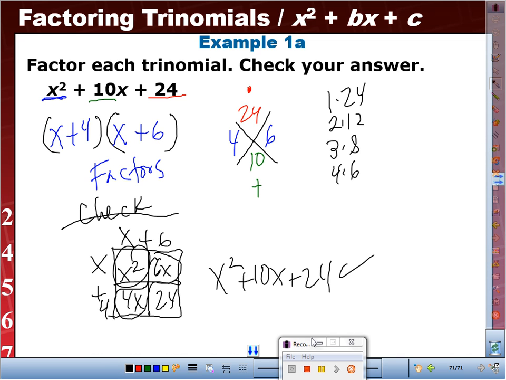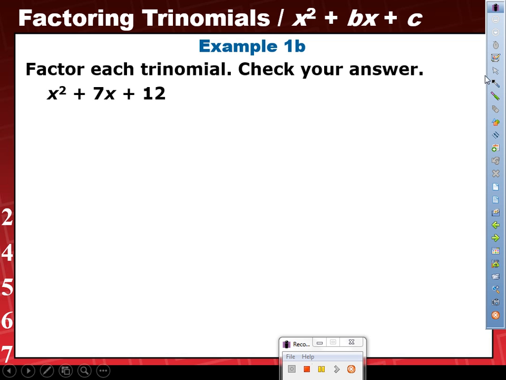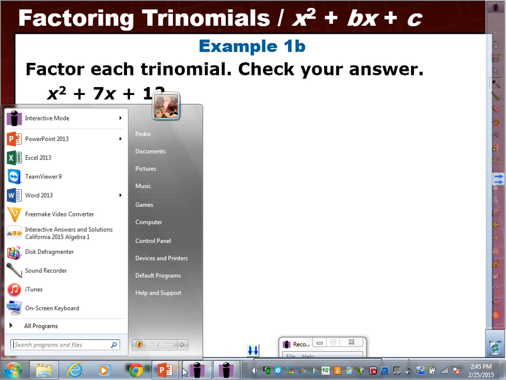How are you feeling? Good? Okay, let's do the next one. See if you can do the next one by yourself, the whole thing. I want you to find me the factors, and then I want you to check. Example 1B. Copy that, please. It's x squared plus 7x plus 12. Find me the factors, and then at the end, I want you to check it. Go.